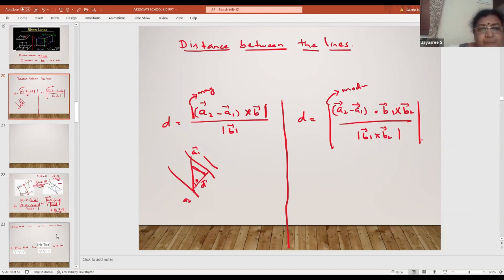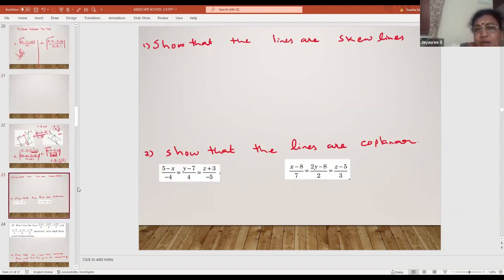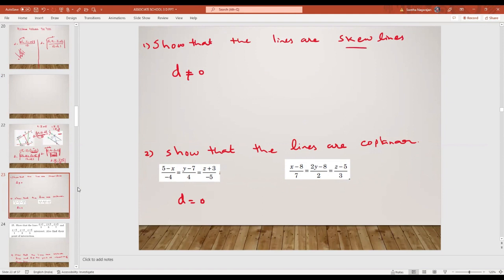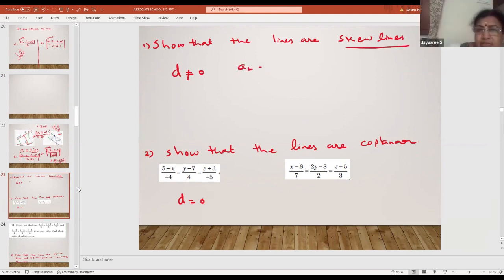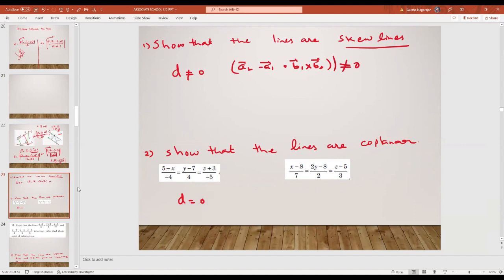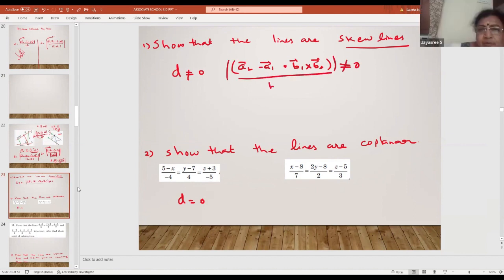Next concept. Show that the lines are skew lines. Show that the lines are coplanar lines. Show that the lines are skew lines. If the distance is not equal to 0, they are skew lines. If the distance is equal to 0, they are coplanar lines. So this concept you have to give. That is A2 minus A1 dot B1 cross B2. If that value is not 0, modulus that value is not 0, of course the denominator magnitude of B1 cross B2 will come, is not 0, they are skew lines. And if the distance is equal to 0, they are coplanar lines.